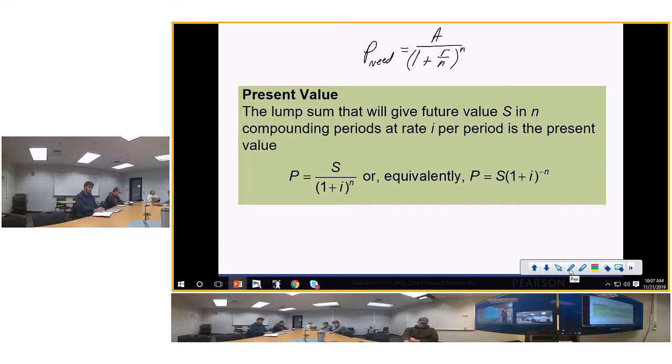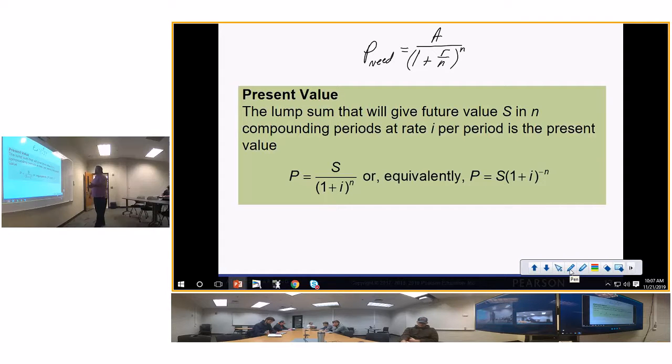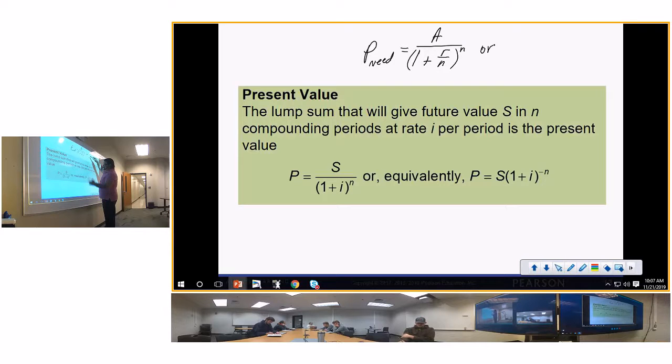And if you want to put a little note that I is equal to R over N, that's fine. Or you can use this formula. Now, when you see this formula, you're going to start to see this formula in retirement. And you can rewrite that as P, that you need, is equal to A times 1 plus R over N raised to the negative N power.